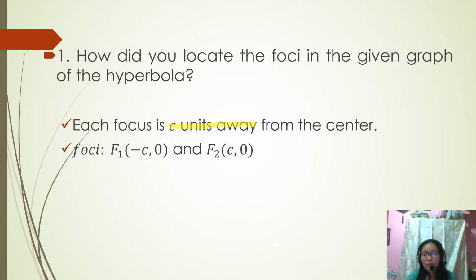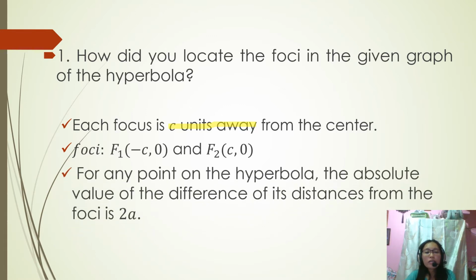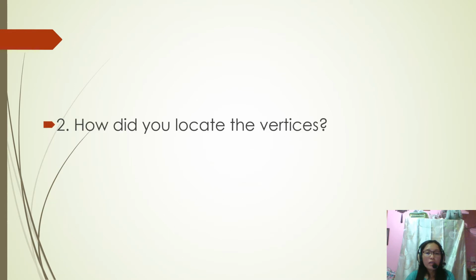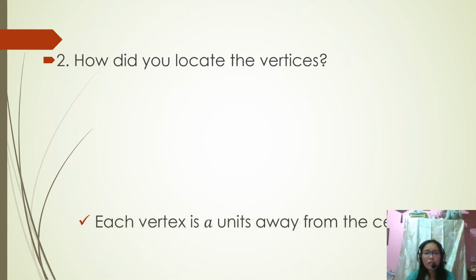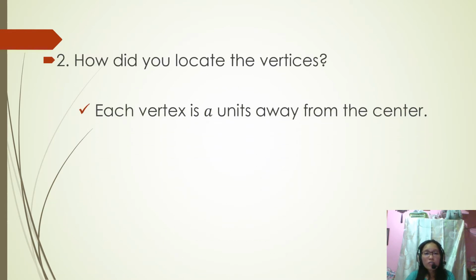So, be careful. Okay. Next, for any point on the hyperbola, the absolute value of the difference of its distances from the foci is 2a. Okay. So, careful pagdaan ni ng mga terms. Next, how did you locate the vertices? So, si vertex pod is A units away from the center. Focus is C, and vertex is A.